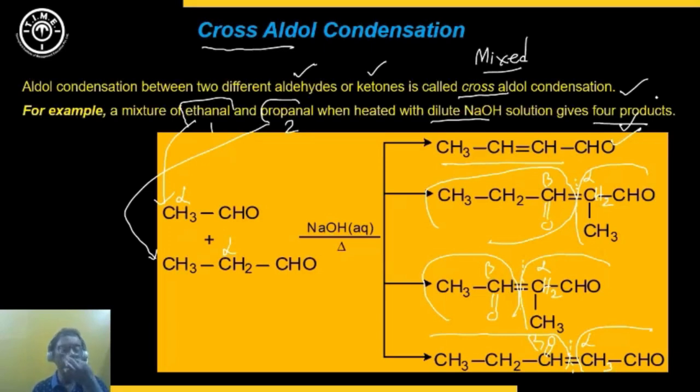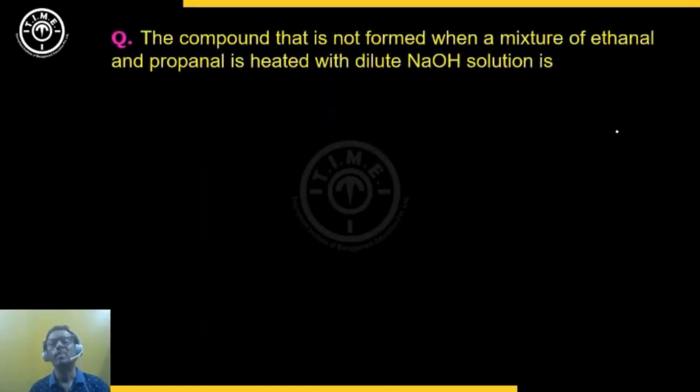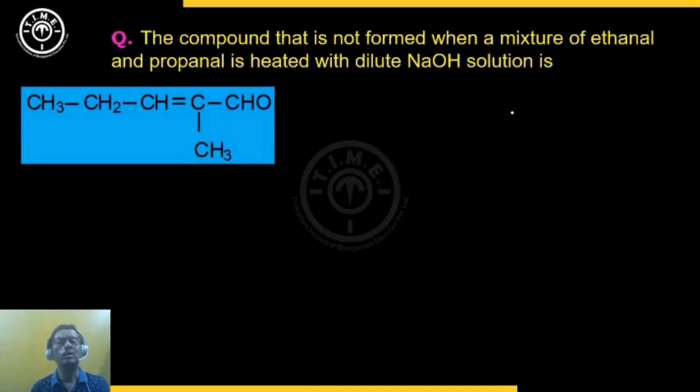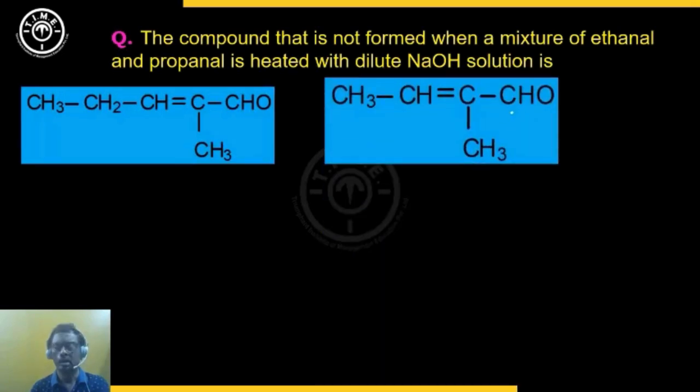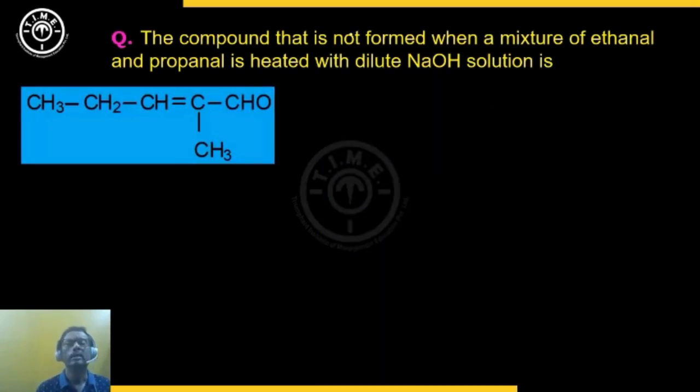So this is between 2 different aldehydes. You could also do between 2 different ketones, or between an aldehyde and a ketone. That is also known as a cross or mixed aldol. Now, let us test our knowledge by doing this question. So, let us first do this. The compound that is not formed when a mixture of ethanol and propanol is heated.